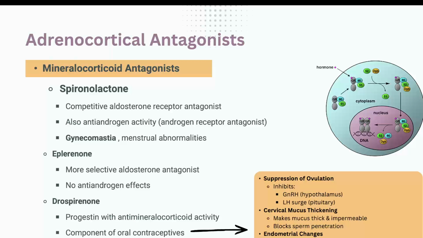Drospirenone is another anti-mineralocorticoid, but it is present in the combination of oral contraceptives.